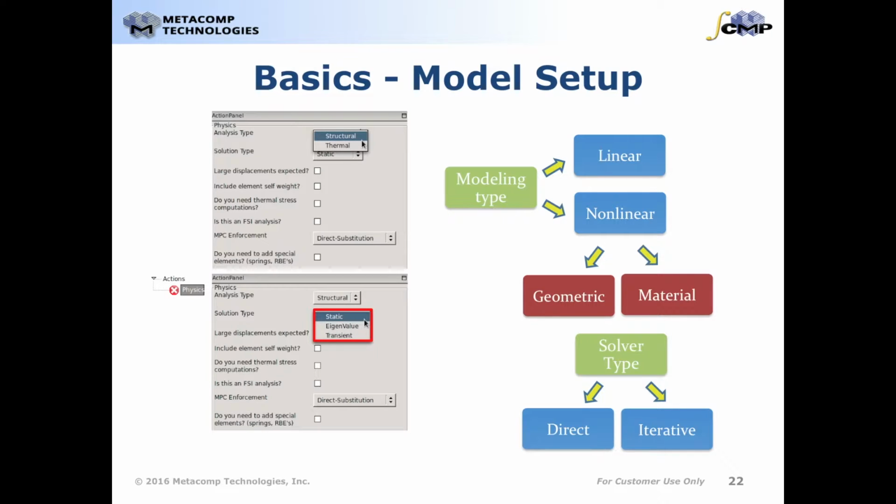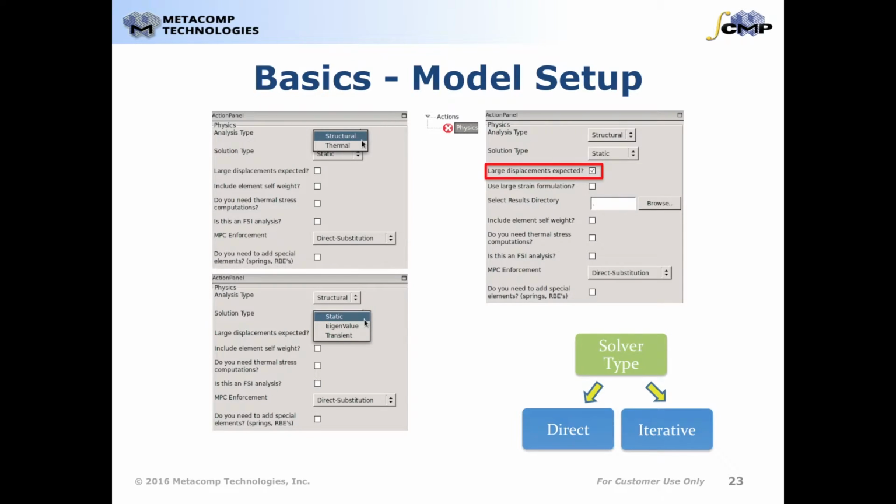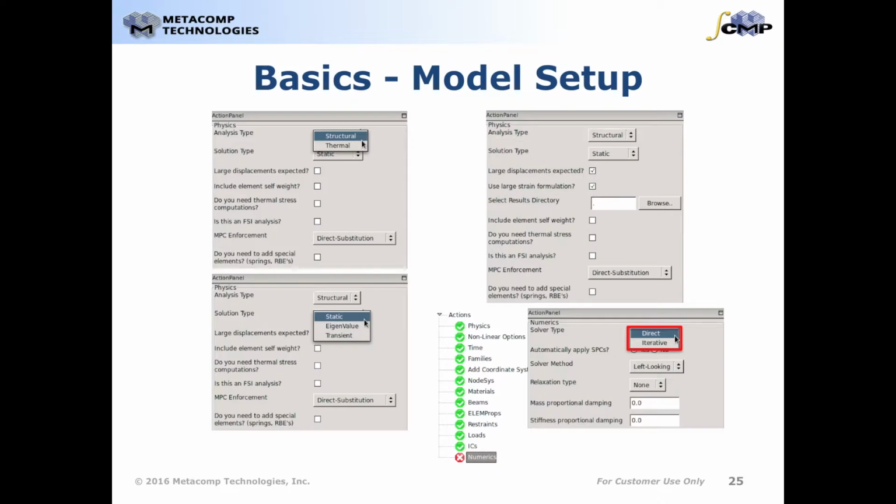For a given analysis type, the user can select a modeling type, whether it is a nonlinear or a linear analysis. Within a nonlinear analysis, CSM++ allows for geometric and material nonlinearities. These options show up in the AUI as follows. And finally, the user can choose between a direct and iterative solver. These options appear in the AUI in the numerics panel.